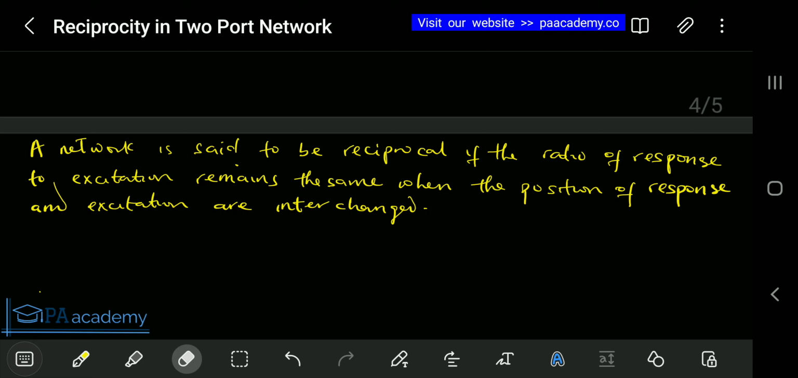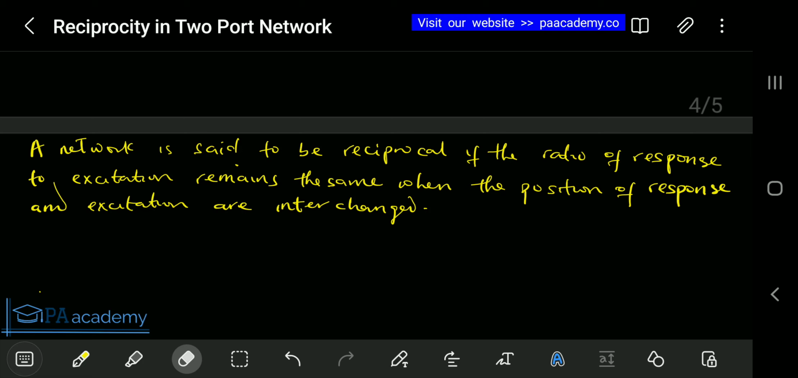In the previous part we looked at the condition for symmetry in two-port networks, and now we are going to be looking at that of reciprocity. So, conditions for a two-port network to be reciprocal. Let's look at it in terms of the definitions.